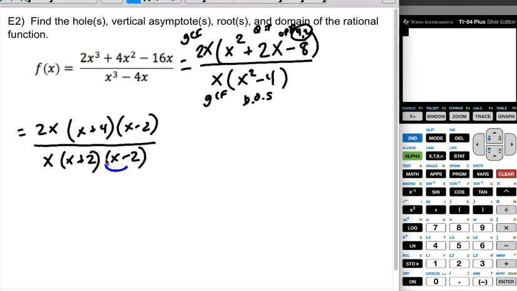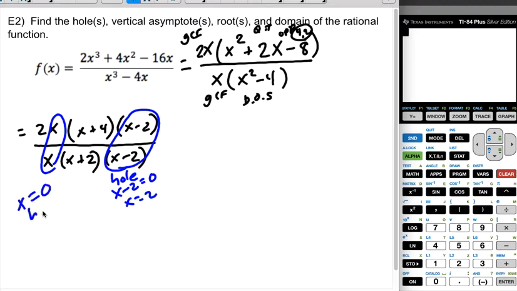What's going to happen now is I need to notice that there are actually two holes, right? There's a hole when x minus 2 is 0, which is at x equals 2. And there's also a hole, because I can cancel that factor of x, right? So x equals 0 is also a hole. Any factor that doesn't cancel on the bottom is a vertical asymptote. So there's going to be a vertical asymptote at x plus 2 equals 0, which is x is negative 2.